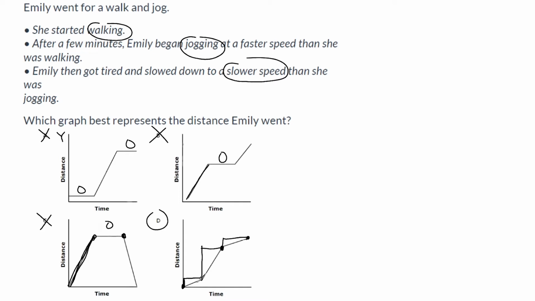So look at the shape of this slope as compared to this slope. They are very similar. And as we can see in the information, it did say at the beginning she started walking and she kind of ended walking, and the middle part of her excursion was a jog, which is this part right here. All right, let's go to another problem.